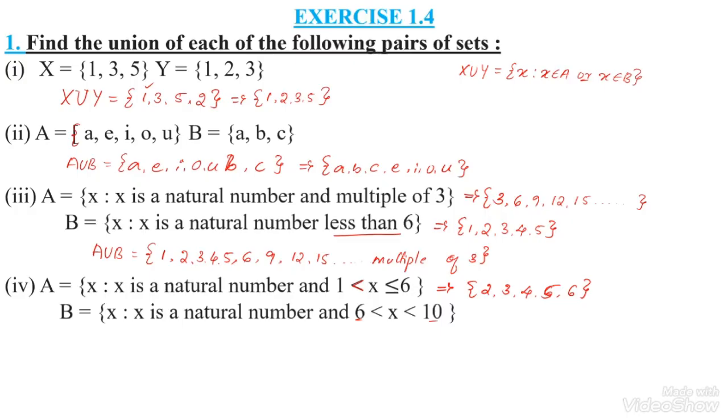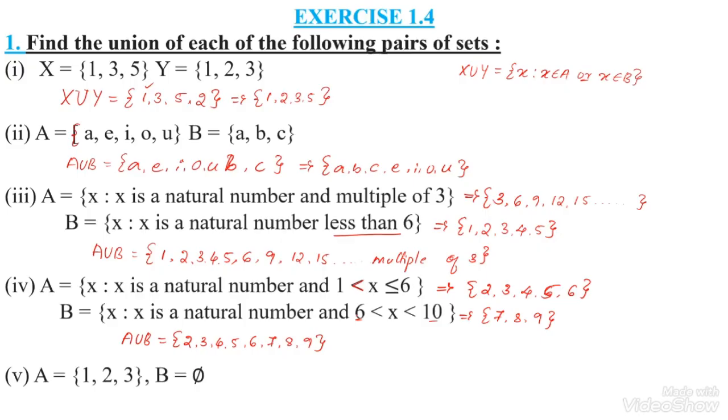Okay, in between 6 and 10 there is a less than condition. The end point should be excluded. Okay, so 7, 8, 9 only. There are only 3 elements. Then their union, A union B is equal to, what are the elements? 2, 3, 4, 5, 6, 7, 8, 9. This is the A union B.